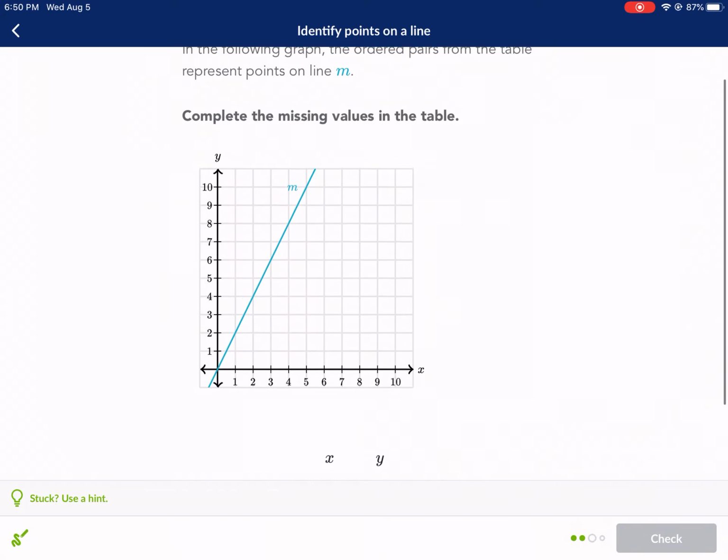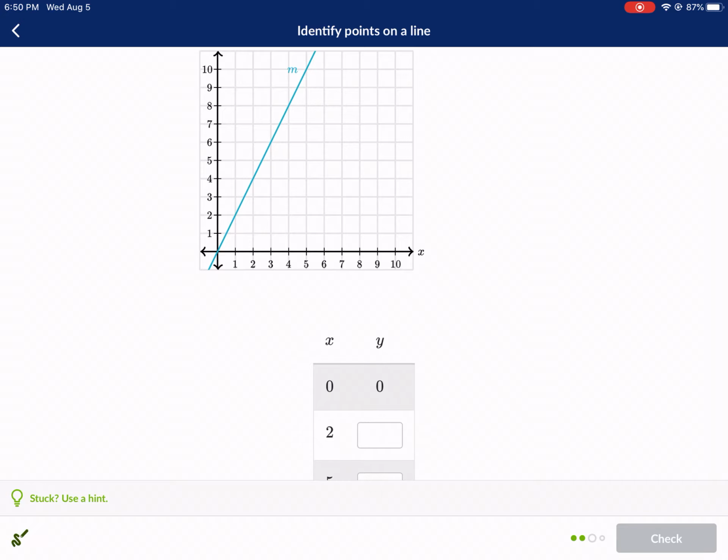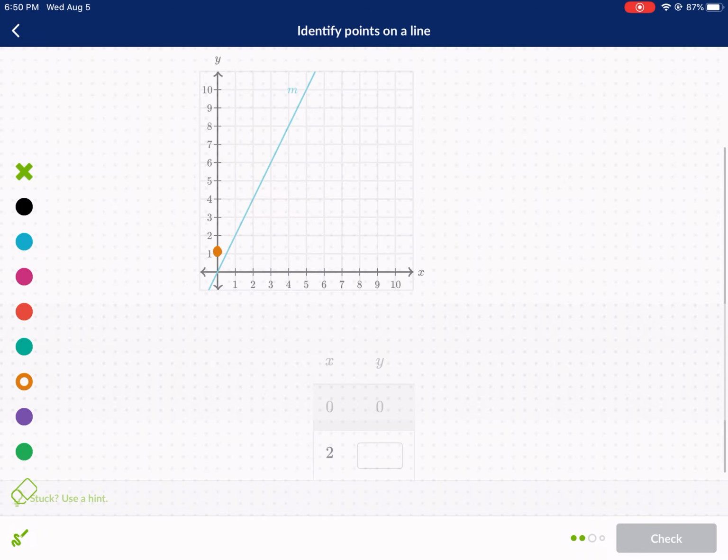Next question. Okay, complete the missing table values. So we have 0, 0. That's what I was talking about. That's also known as the origin. Okay, that's where we start from our counting. So now we're going to go 2 and 5. I think this is a 5. Let me double check. Yes, it is. It's a 5. Let me erase this.